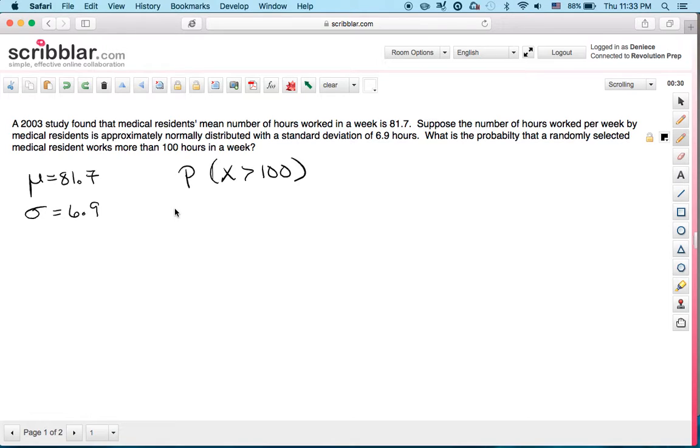more than 100 hours, so we use the greater than symbol. Now what is not essential but what is advised for you to do is to go ahead and draw out the normal curve, labeling the mean, and the area that we're trying to find. So we know that we're trying to find the area to the right of 100. So I'm going to go ahead and shade that.